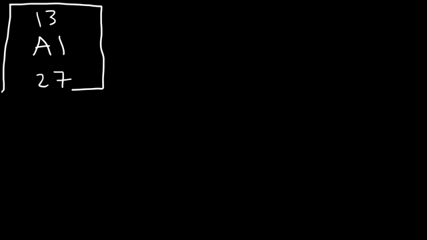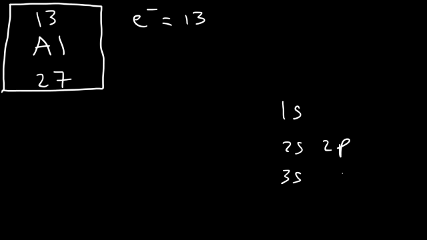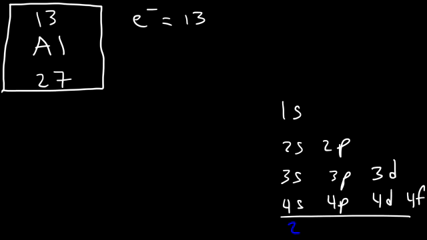Now let's try another example. Let's write the electron configuration for aluminum. You could try it if you want to. We're dealing with an atom of aluminum, which has 13 electrons, so you want to write the configuration up to 13. We're going to set it up the same way. If you want to, you can add the 4th energy level, which contains 4s, 4p, 4d, and 4f.